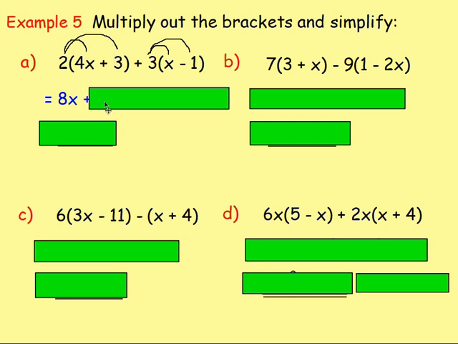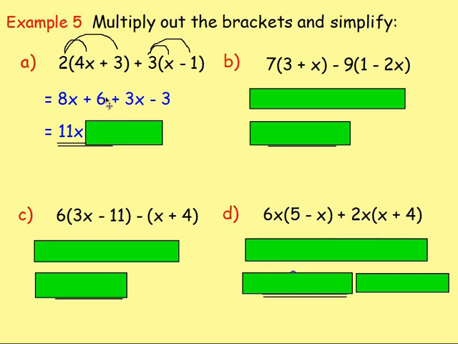2 times by the 3 is positive 6. Good. Positive 3 times x is plus 3x. Brilliant. And positive 3 times negative 1. Same signs add, different signs subtract. That's a positive, that's a negative, so it becomes negative 3. I can simplify that. Go for it then. What would you have, Clark? 8x add 3x. 11x. Good. And 6 take away 3. Positive 3. Brilliant. Well done.